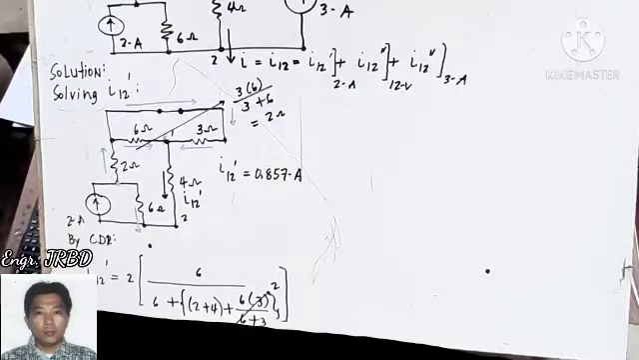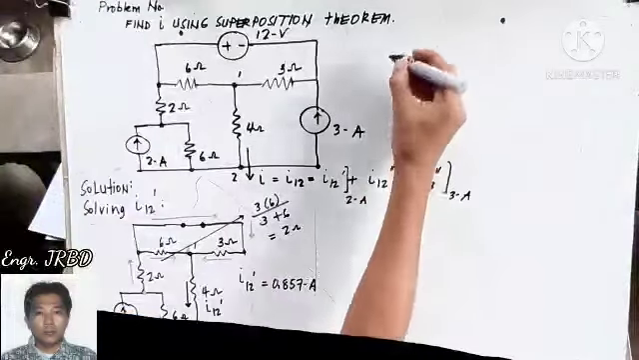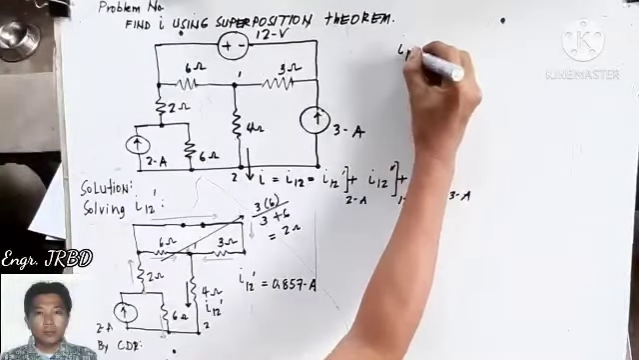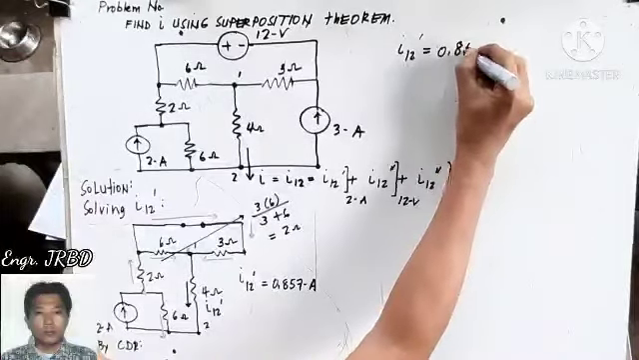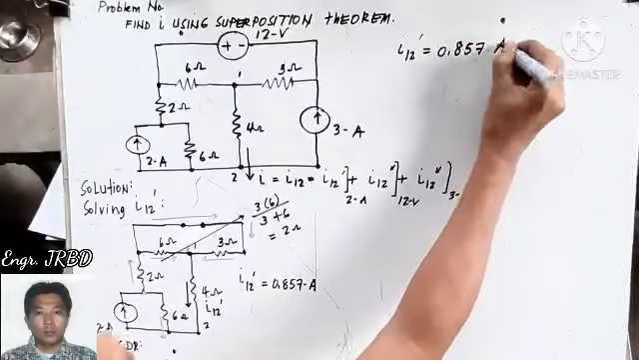0.857 amperes. Okay, that is the first component of current. Let us put it here on top. So I12 prime is 0.857 amperes.